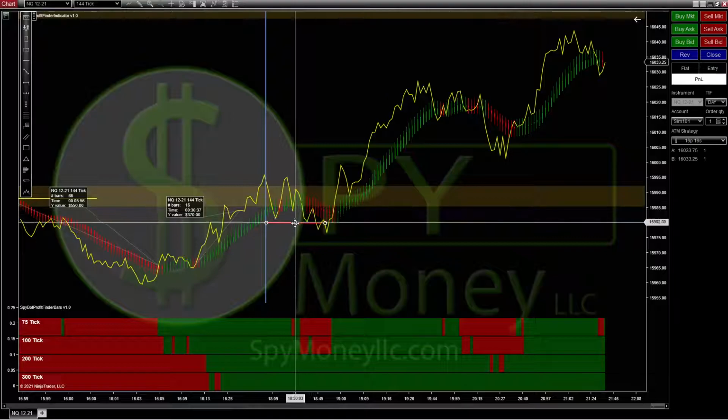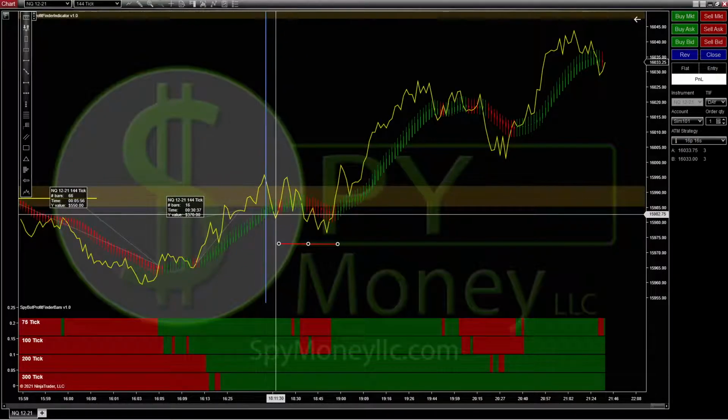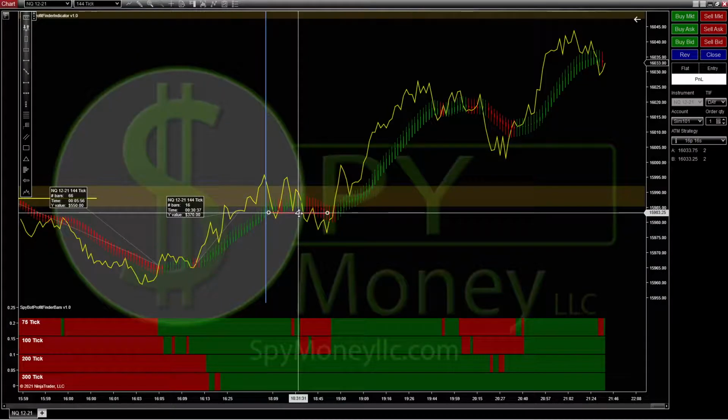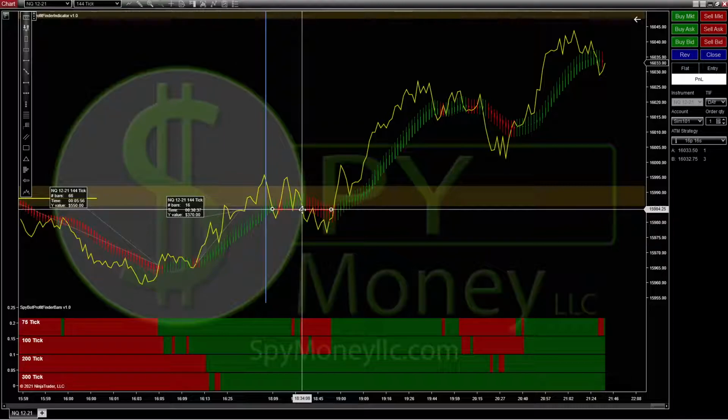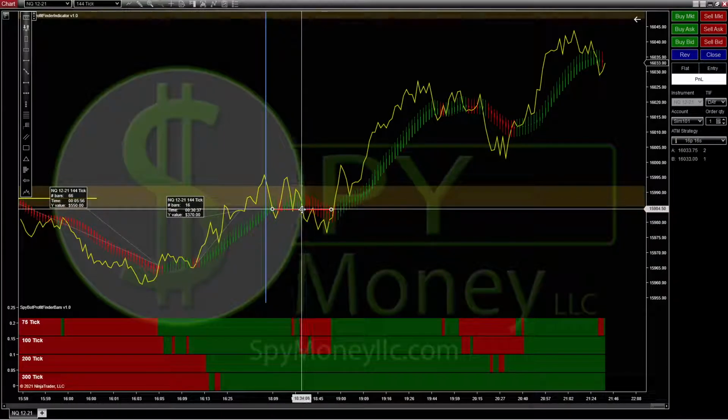If we took a long at open, say it popped up, it sold off, came down here, and let's just say we took a long there. If we did, we'd put our stop here, and we'd keep on coming. We got stopped out there, probably about broke even.